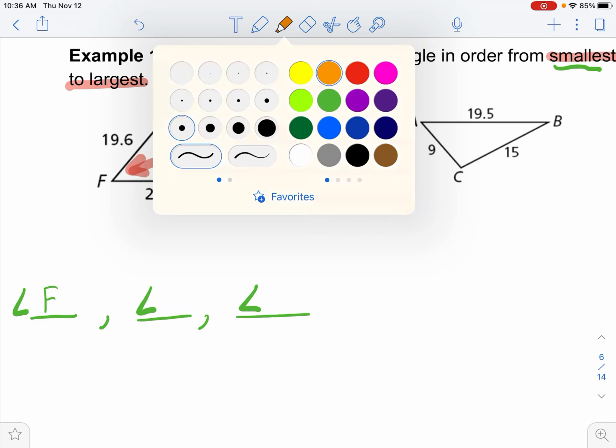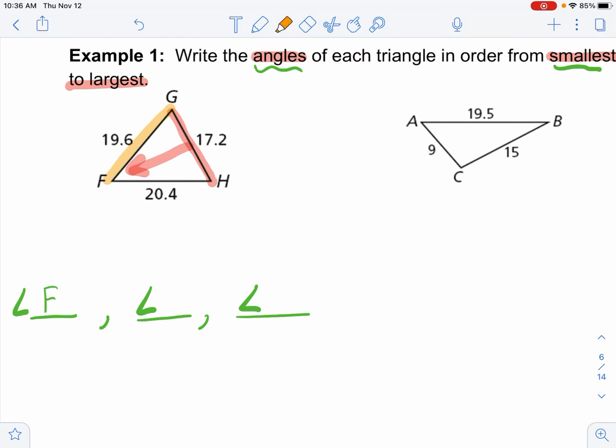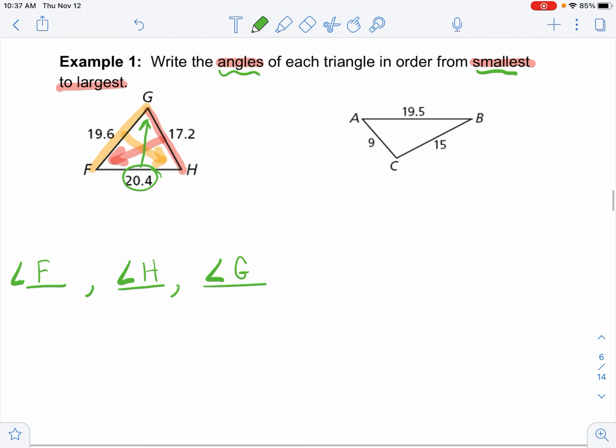So angle F is my smallest angle. Then I'm going to find my next biggest side. My next biggest side is this side right here, which is 19.6. The angle opposite of that is the next biggest, which is angle H. And then finally angle G, which is the only one left. But if you look, this is 20.4. Opposite of that is angle G. Okay, go ahead and pause the video and try the next one on your own.